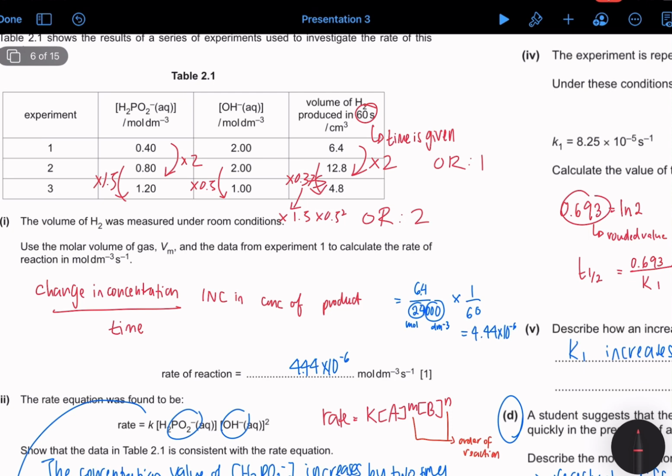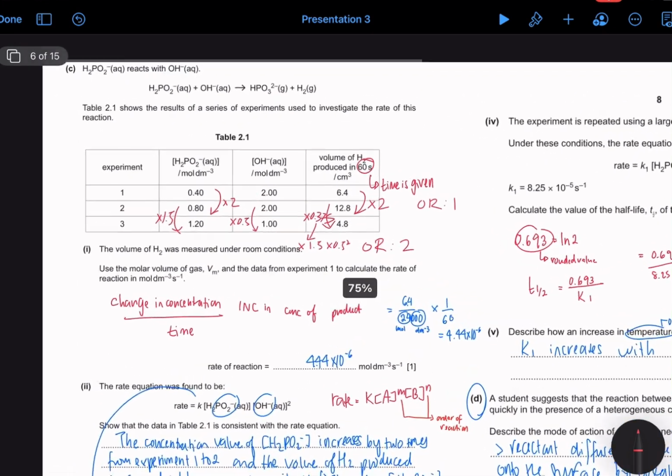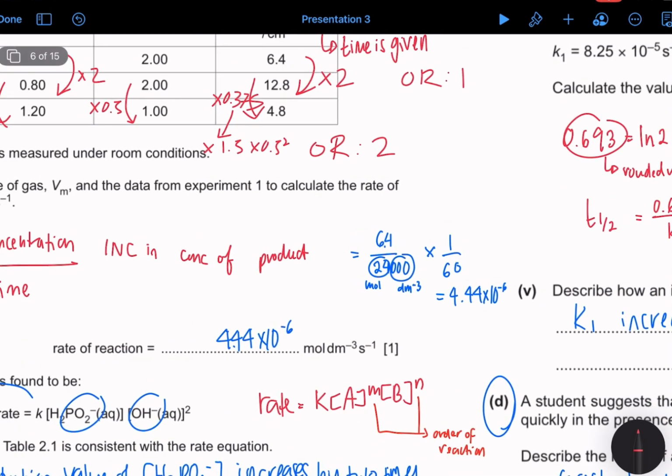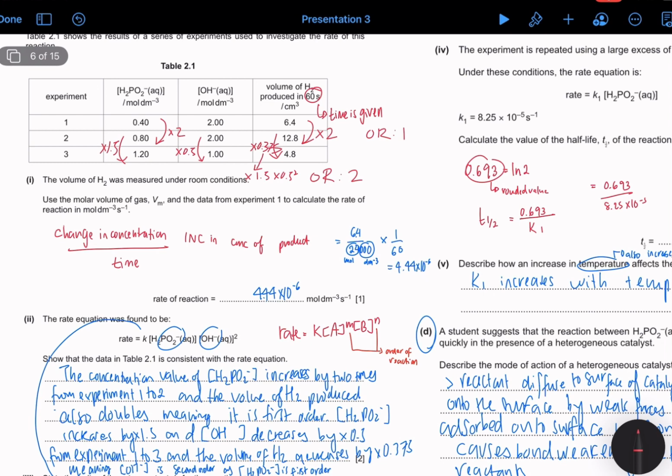The volume of H2 was measured under room conditions. Use the molar volume of gas Vm and the data from experiment 1 to calculate the rate of change in mole per decimeter cubed per second. The formula here would be change in concentration over time. So this one would be 6.4 over 24,000, times 1 over 60, that would be 4.44 times 10 to the power of negative 6.